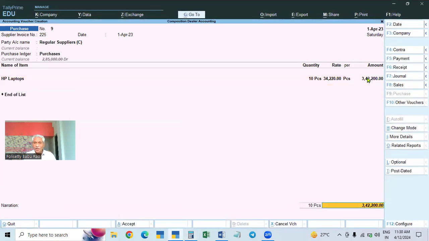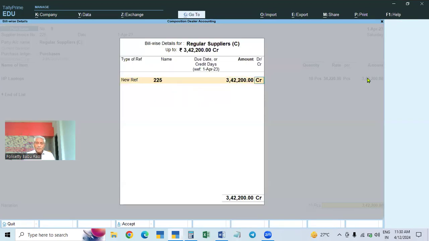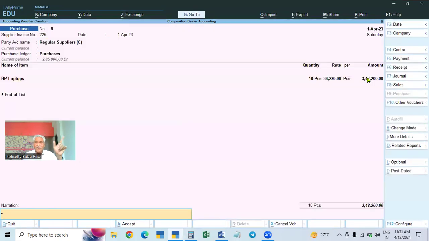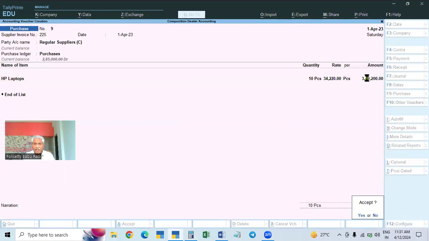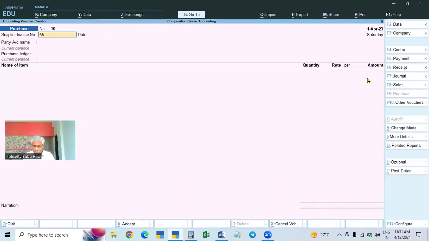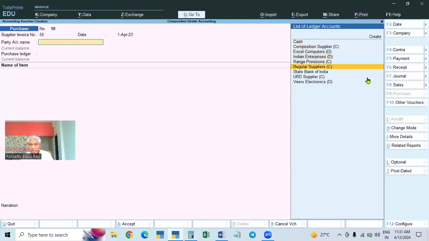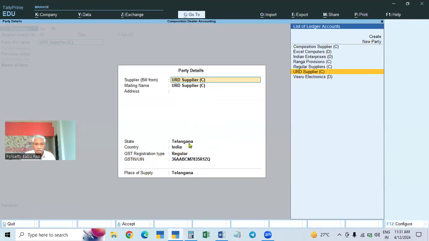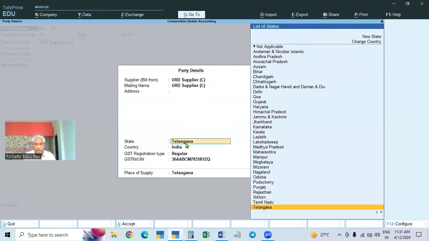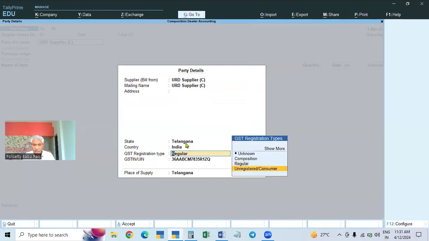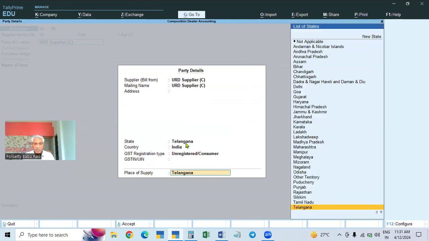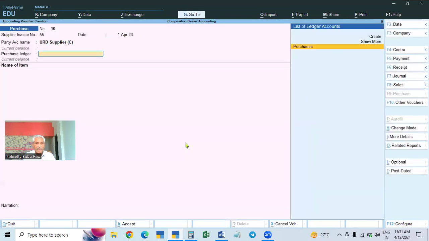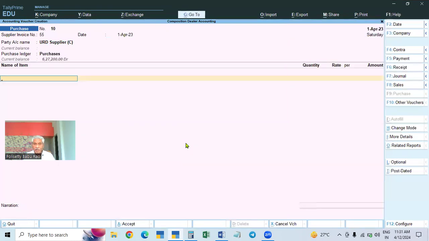After this also, tax is not shown separately. In the case of composition and non-registered, there will be no tax. This is the second one. And the third one, we will take up another person, another creditor, an unregistered supplier. Here, unregistered supplier, within the state, Telangana, you have to take as unregistered supplier. There will be no GST number. So, purchases are made, and we make keyboards.